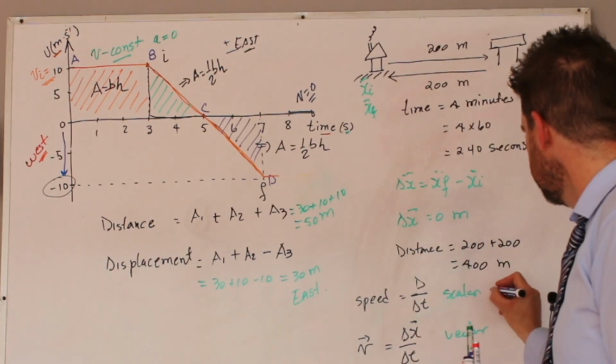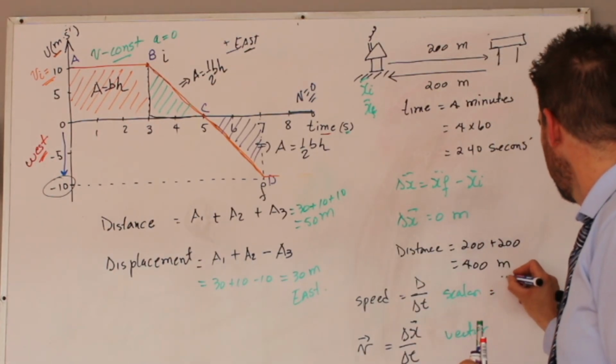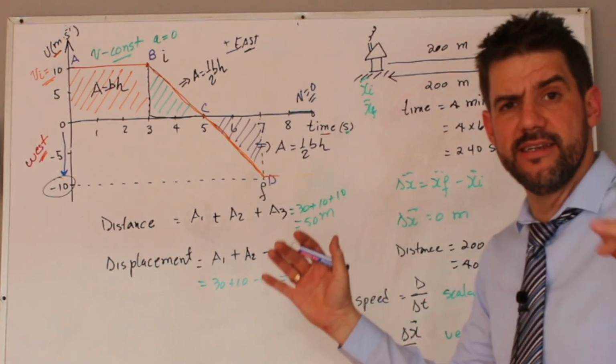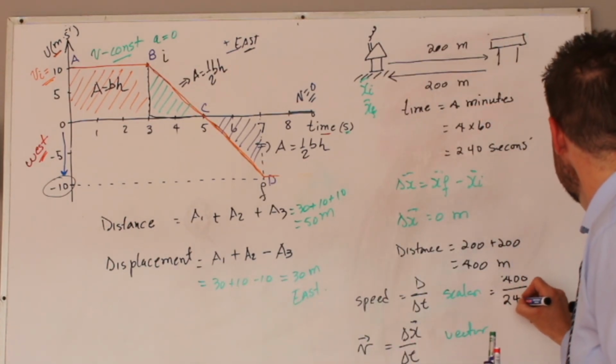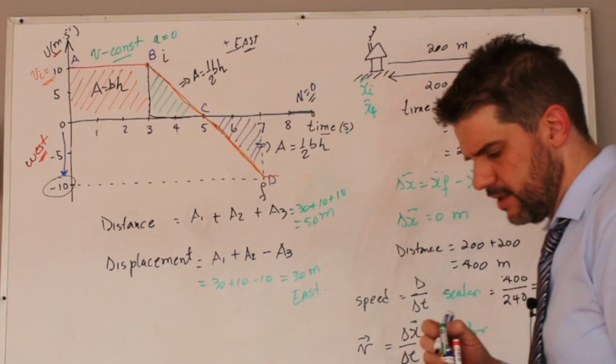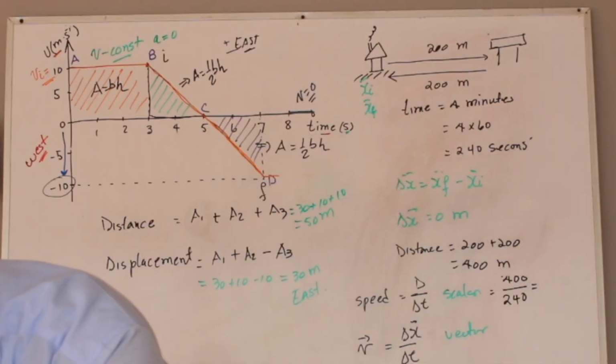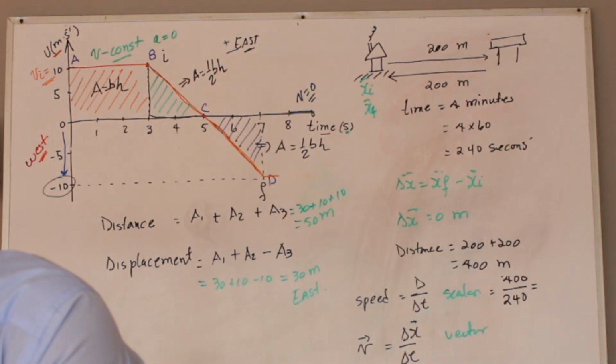So we can somewhat do it here. This one is 400, the total distance traveled, divided by the time, which is 240. 400 divided by 240. Guys, I don't have my calculator. In the next question, I will bring the calculator. How much do you get there? It's a good time for you to interact.